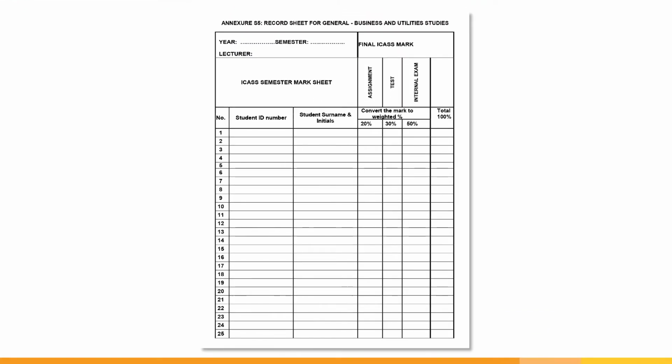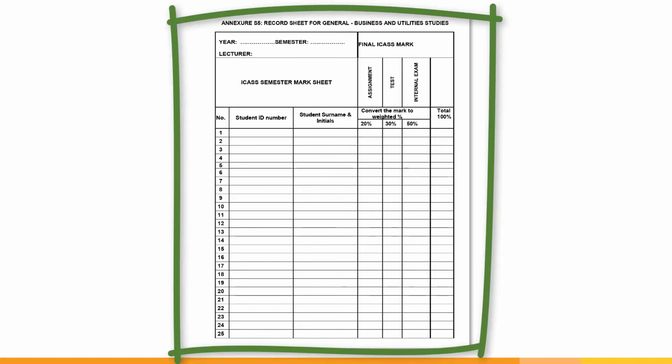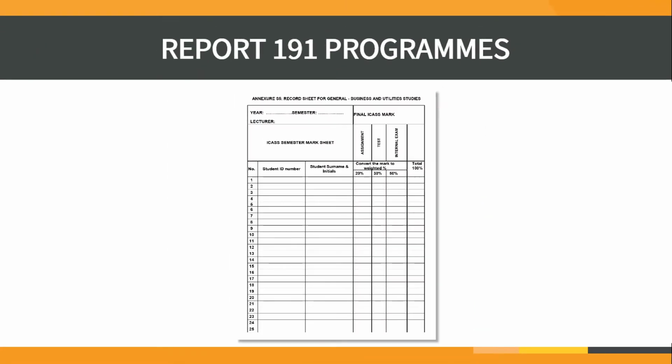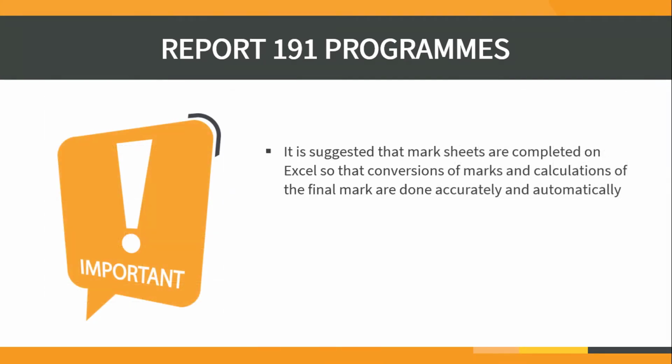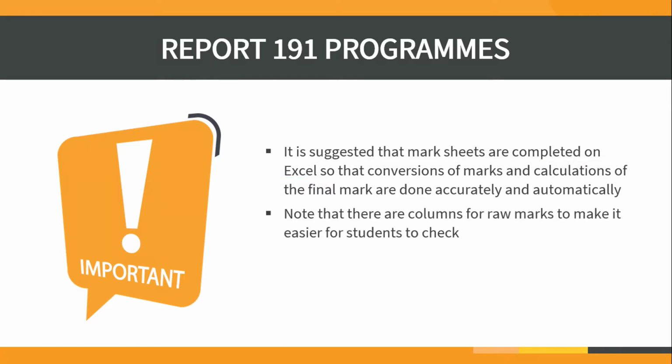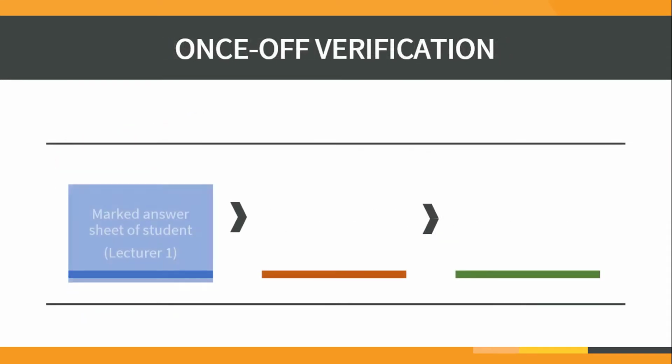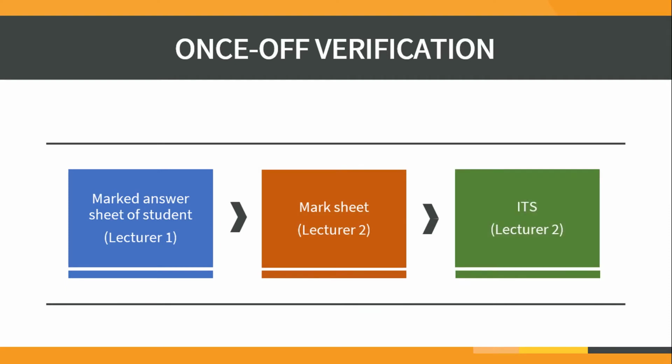For the Report 191 programs, it is suggested that you use the template for the recording of marks in your ICAS template document. You do not need anything more than this. It is strongly advised that you create this form on Excel so that the conversions of marks are done automatically and correctly. Columns for raw marks have been added because students cannot really verify from converted marks. As with the NCV programs, the final verification is a once-off occurrence.